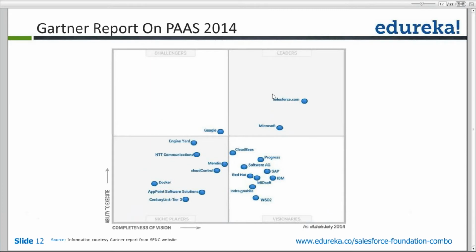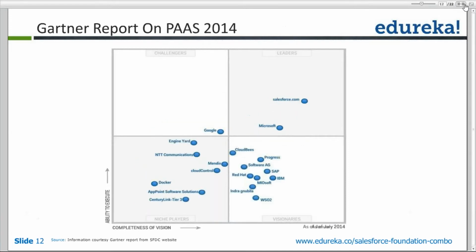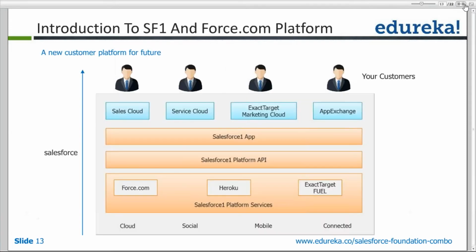This is the Gartner report on PaaS. Is also slightly old. You can see even here Salesforce is leader ahead of Microsoft, Google, NTT, Docker, etc. So clearly the leader in PaaS as well as in the Gartner Magic Quadrant, right? And this is a very important slide.